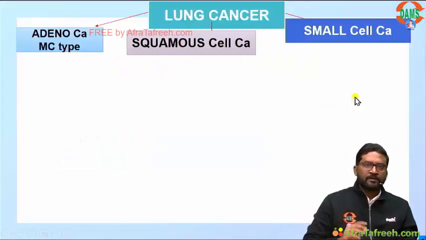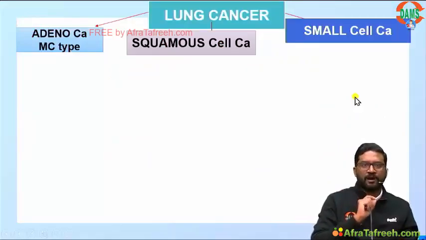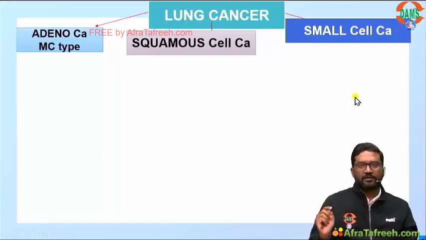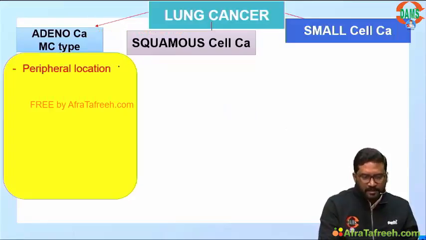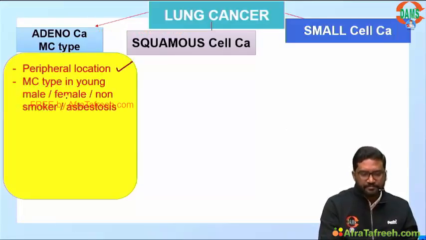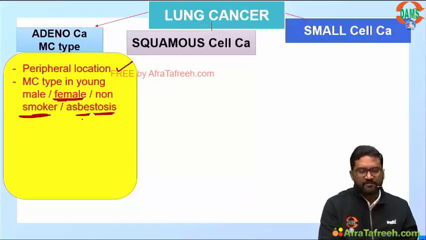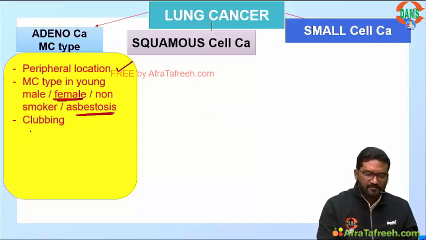Then in lung cancer, 3 are very important: adeno, squamous, small. I'll tell you how to remember in a very simple manner for your exam. Adeno is generally the most common type worldwide. It is peripherally located. If you see female, non-smoker and asbestos, think of adenocarcinoma. Adenocarcinoma is the one with the highest incidence of clubbing.